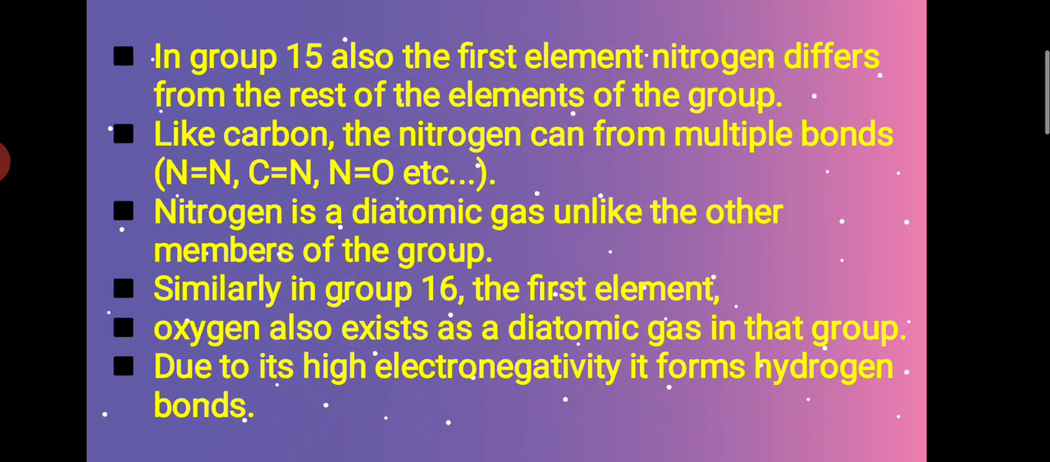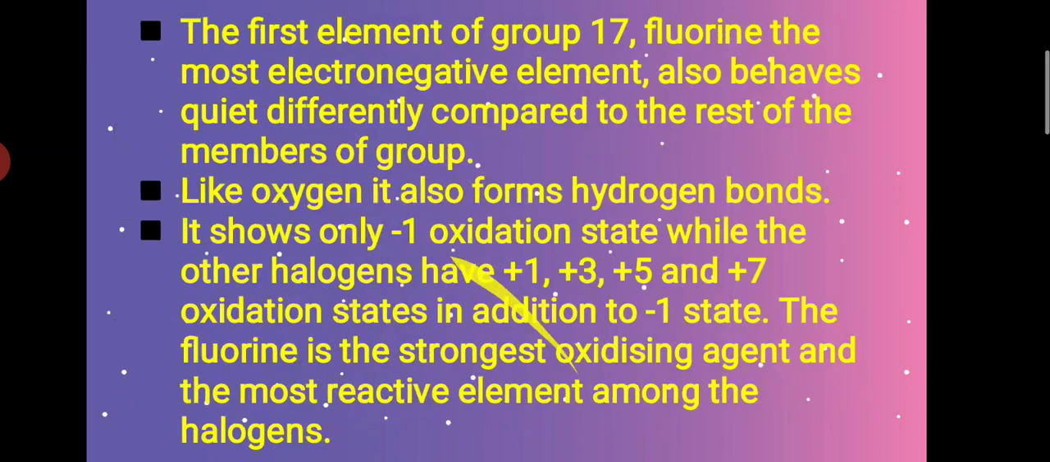If you take group 15, the first element, nitrogen, also differs from the rest of the elements, because nitrogen exists as a diatomic gas. It also shows multiple bonds similar to carbon. In the same way, in group 16, oxygen is the first element, which is also a diatomic gas, and it can form hydrogen bonds because of its high electronegativity.